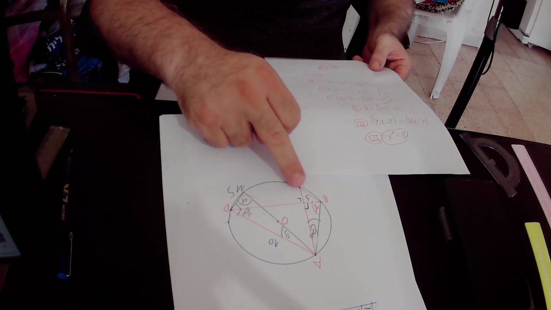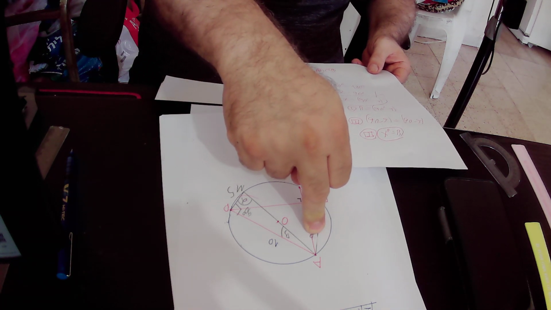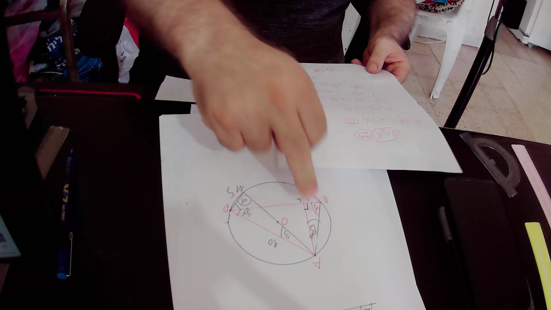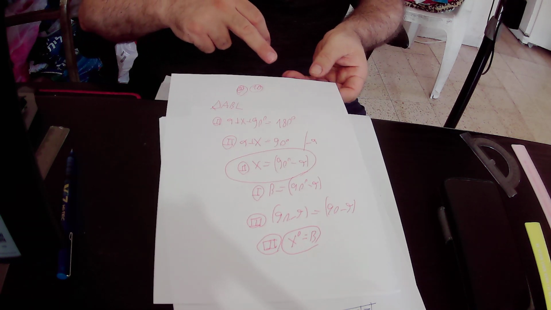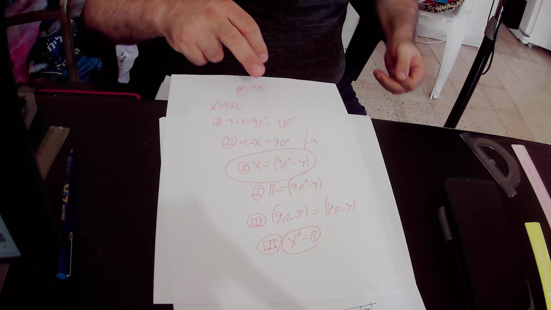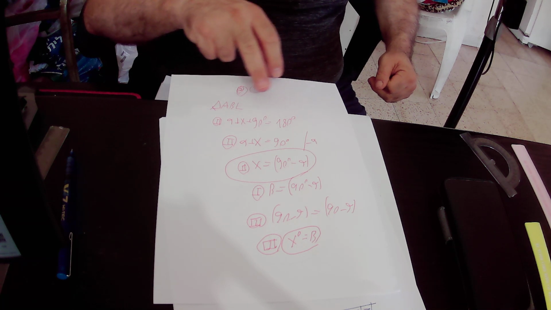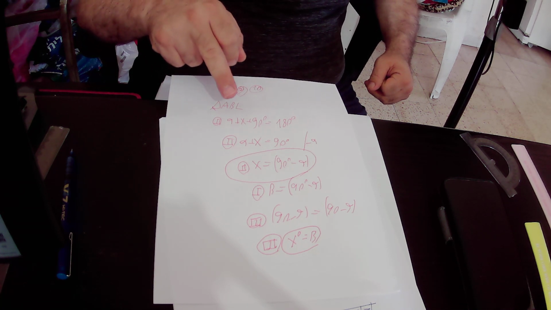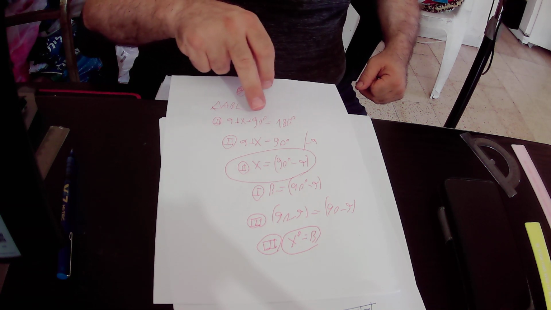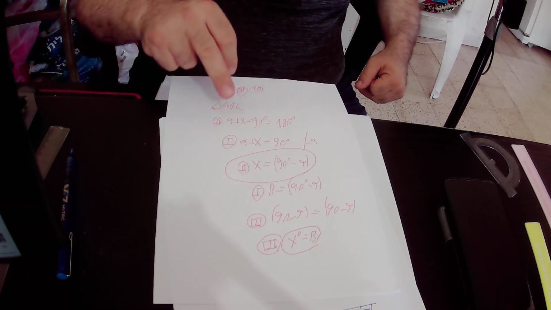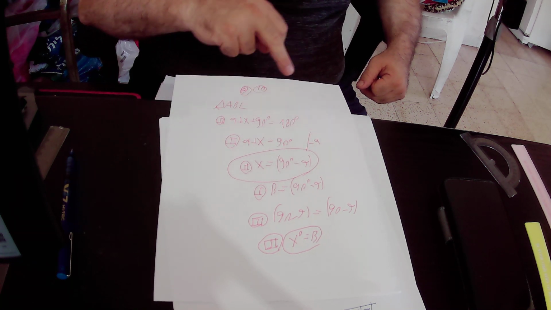Alpha plus x, where we define this angle as x, plus 90 degrees equals 180 degrees. We subtracted 90 degrees from both sides of the equation. We got that alpha plus x equals 90 degrees. Then we subtracted alpha, and we got that angle x equals 90 degrees minus alpha.